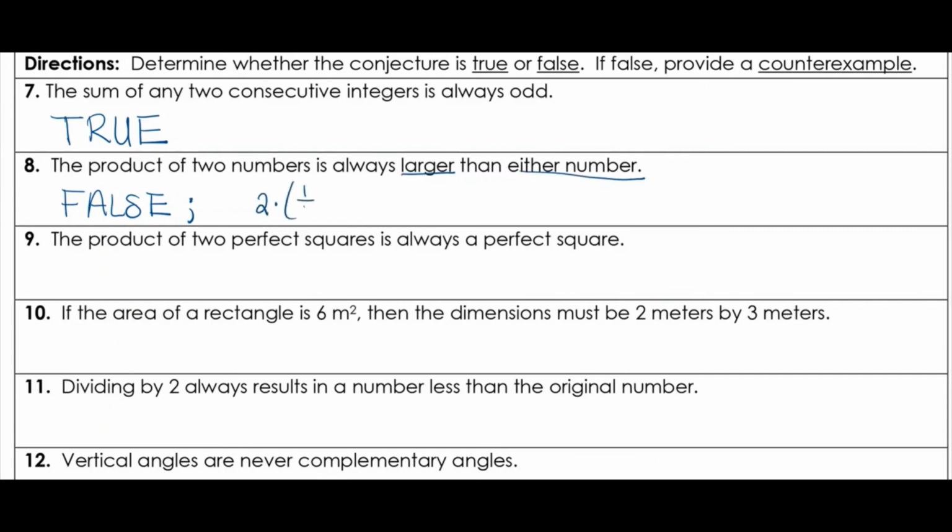In my counterexample, I found that if I multiply 2 times 1/2, I'm going to get 1. This is actually true of any number. When you multiply it by its reciprocal, you're going to get 1. 1 is smaller than 2, therefore it's false. Another good example would be any number that you can pick times 0. If you multiply any number by 0, it's 0, which is also smaller than one of the numbers. Therefore, I've proven it false.